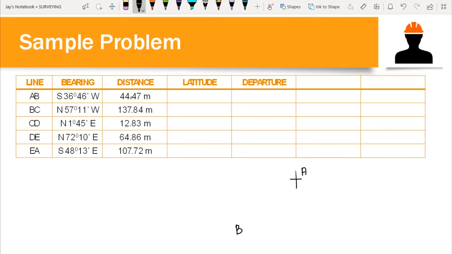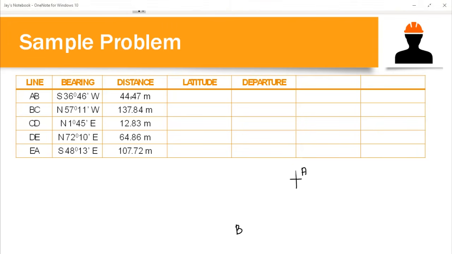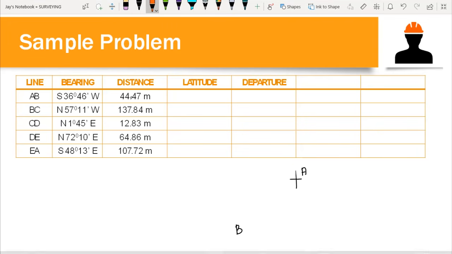So basically this would be our line. From A to B we have southwest. Again, this is south, this is north, this is east, and this is west. So southwest, that is on this side. The angle here, let's say that's our angle beta, then to B. Okay, so the latitude here, that is the vertical component of our line AB.